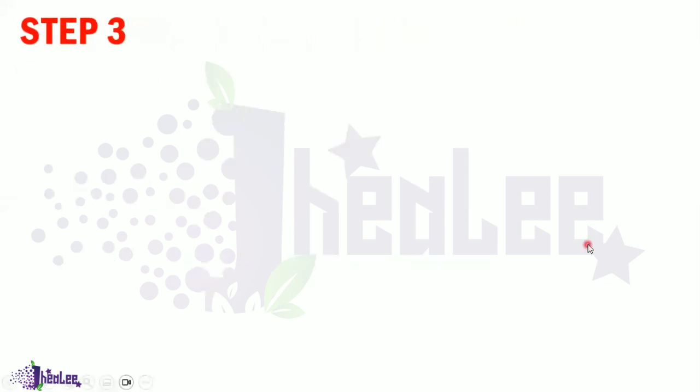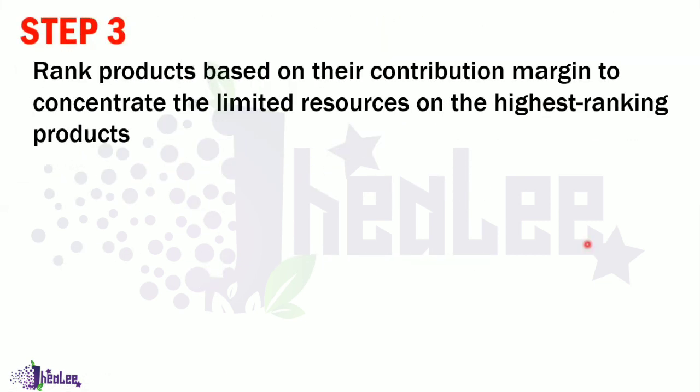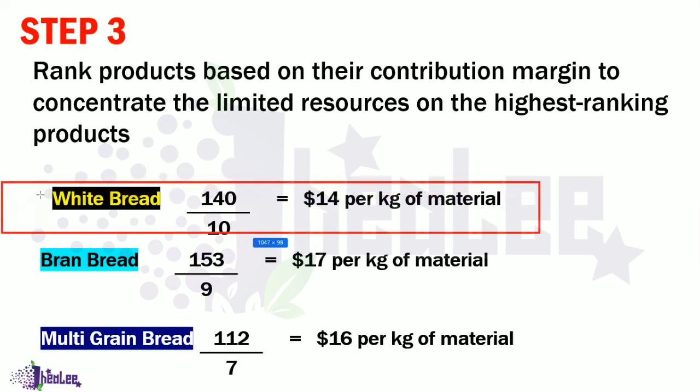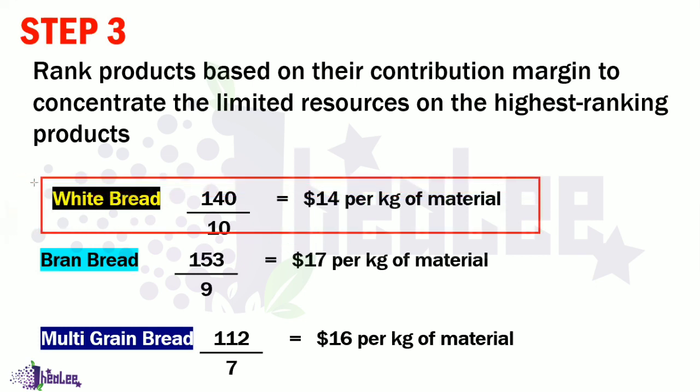And step 3 requires that we rank products based on their contribution margin to concentrate the limited resources on the highest ranking products. Now, what do we use to determine the highest ranking products? The information that we generated in step 2 is what we will use. And just a reminder, based on step 2, the contribution per limiting factor for white bread is $14 per kg.